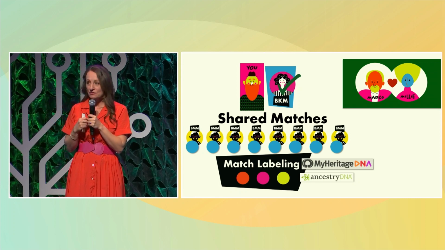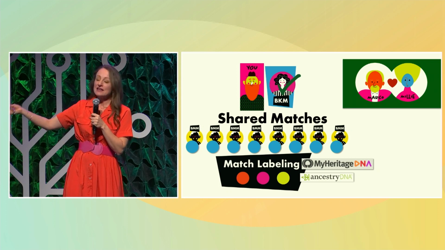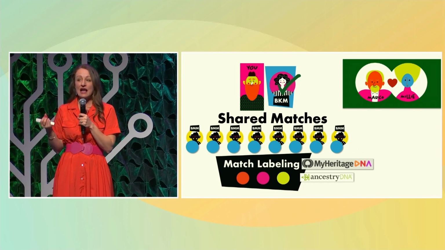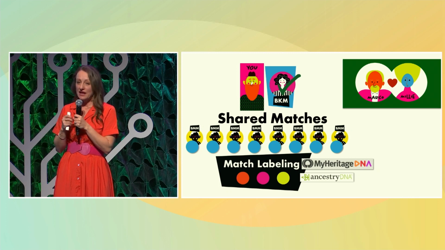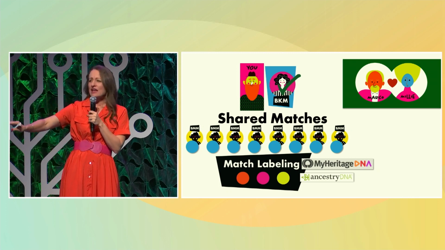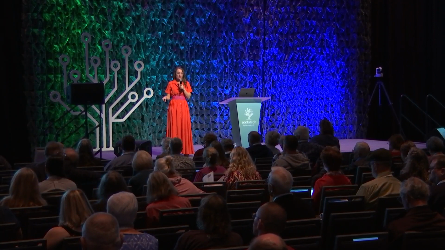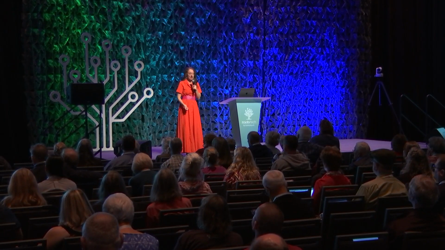Now, last year at RootsTech, I gave an entire lecture on this shared matches tool. In the handout for this class, I've linked to my YouTube channel where I explain how to use the shared matches tool with the match labeling on both Ancestry and MyHeritage. So I'm not going to go over that right now. So it's okay if you don't really understand what I'm talking about or how to do it. Look at those resources and go learn how to do it. The principle is you need to keep track of these people, okay?